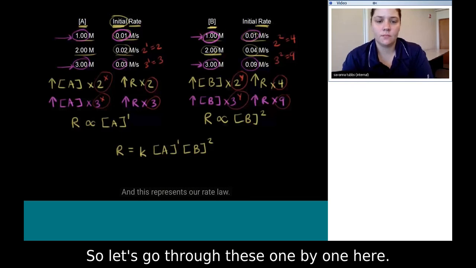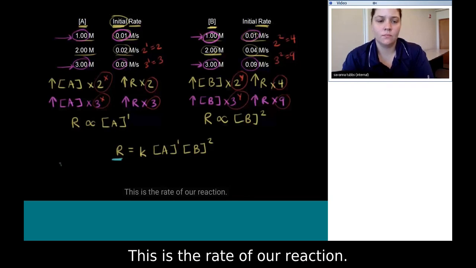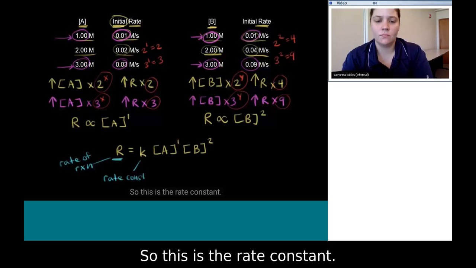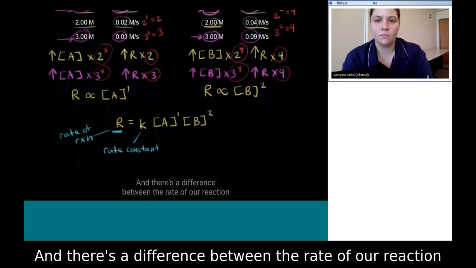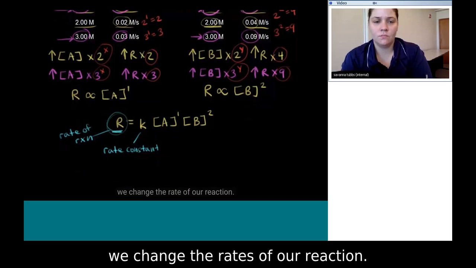So let's go through these one by one here. So capital R is the rate of our reaction. K is what's called the rate constant. And there's a difference between the rate of our reaction and the rate constant. If we change the concentration of our reactants, we change the rate of our reaction.